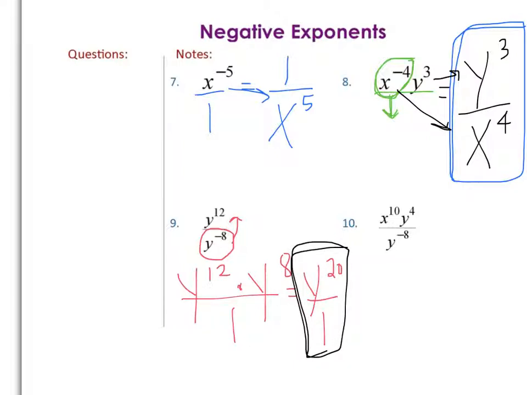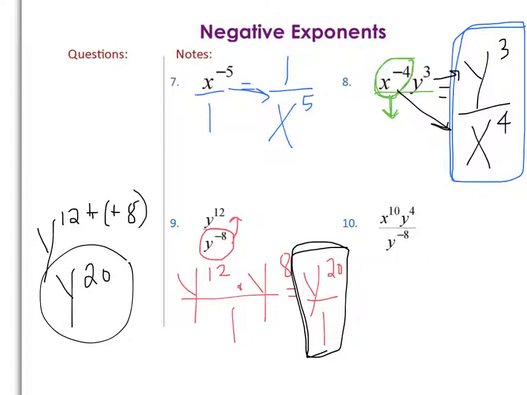You can also think about this as using your property of subtracting top minus the bottom. My top exponent was 12, and I subtracted a negative 8, making that positive, so that would give me y to the 20. Whichever way you think about it, you'll get the same answer, but that's another way of looking at it.